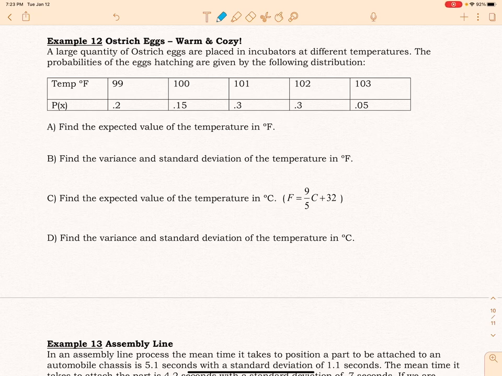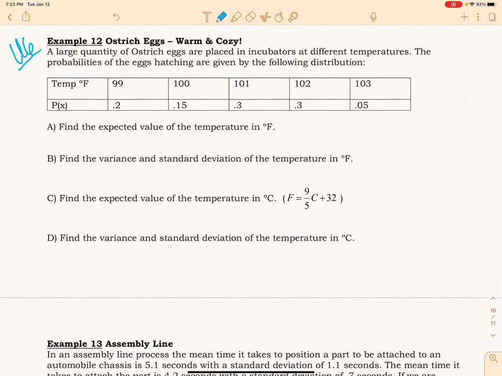Okay, AP Statistics, we are still in Unit 6, yay for us, and we are looking at example 12. I don't know if you remember this, but in the last unit when we talked about discrete distributions, this was one of the examples that I gave you to find your expected value and your standard deviation.